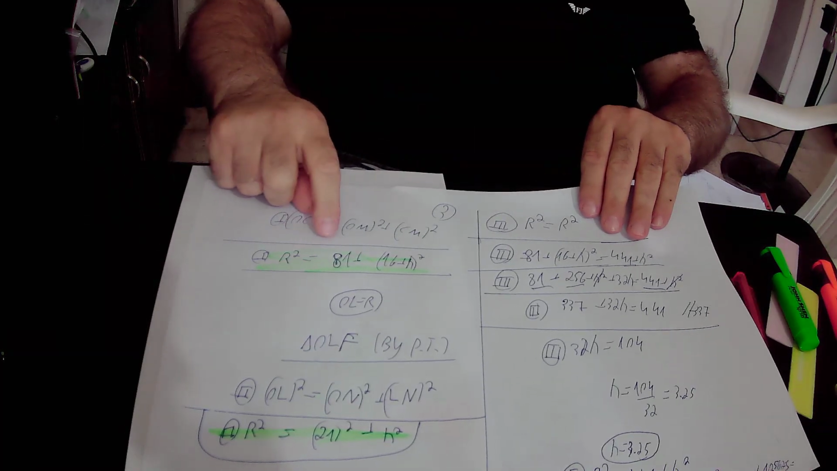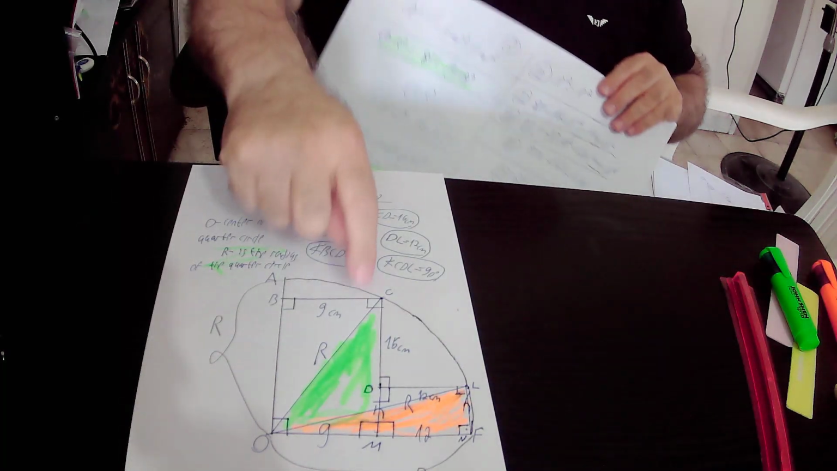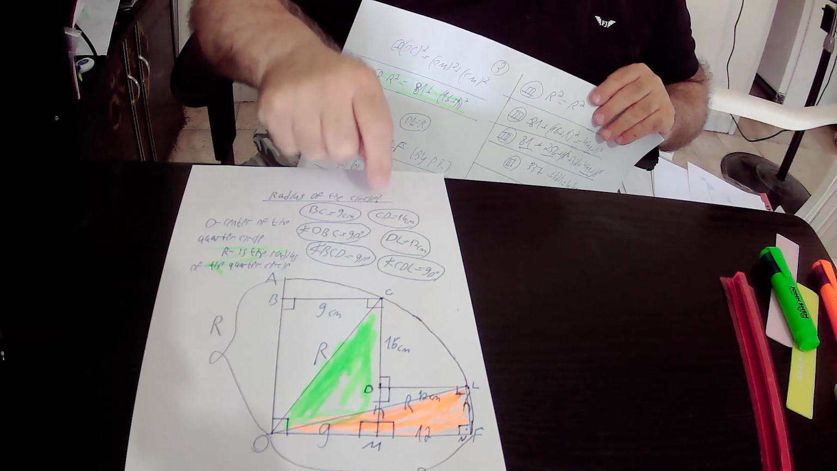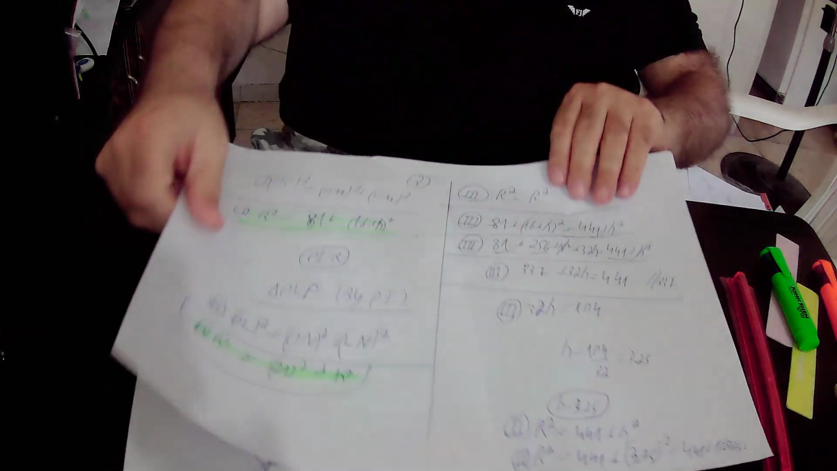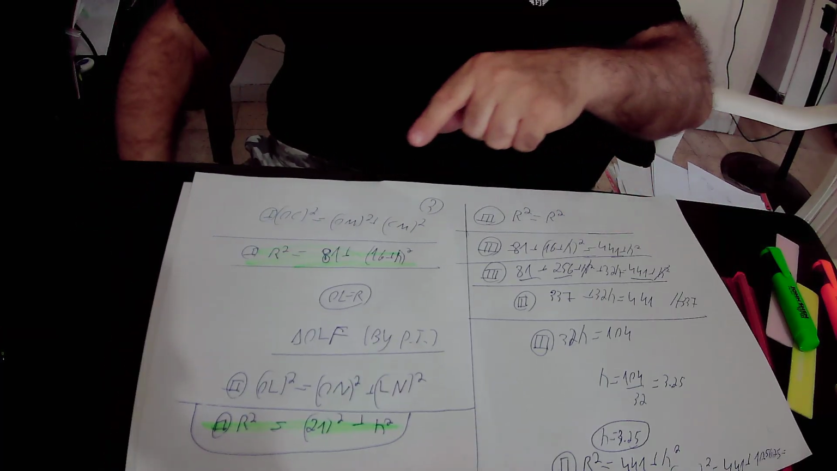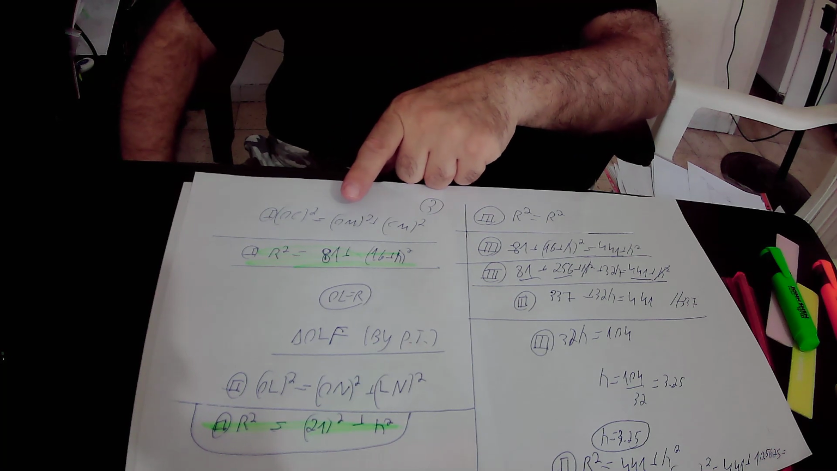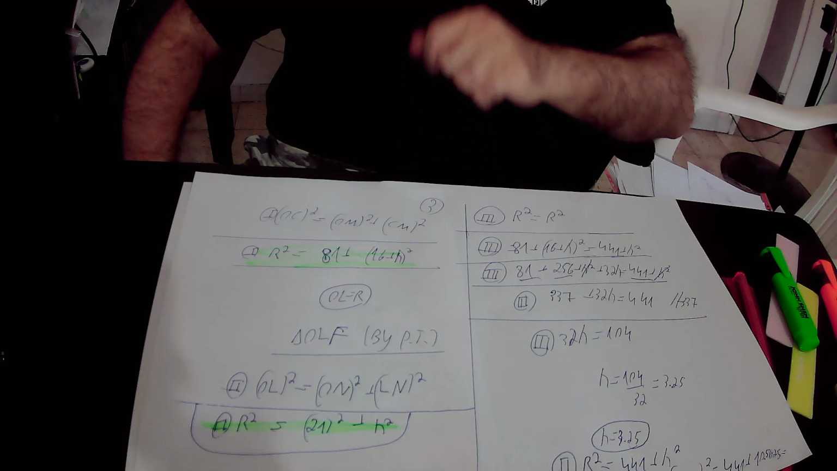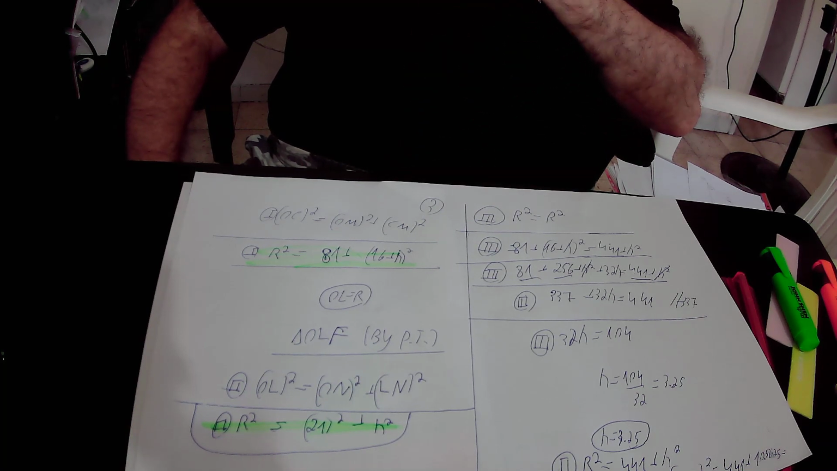So R squared equals 81 plus CM squared. CM equals 16 plus H, therefore CM squared is (16 plus H) squared. So in conclusion, we found that according to equation number 1, R squared equals 81 plus (16 plus H) squared.